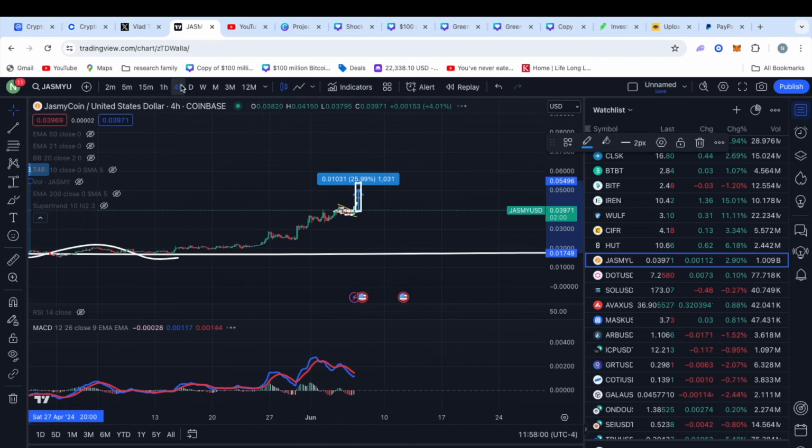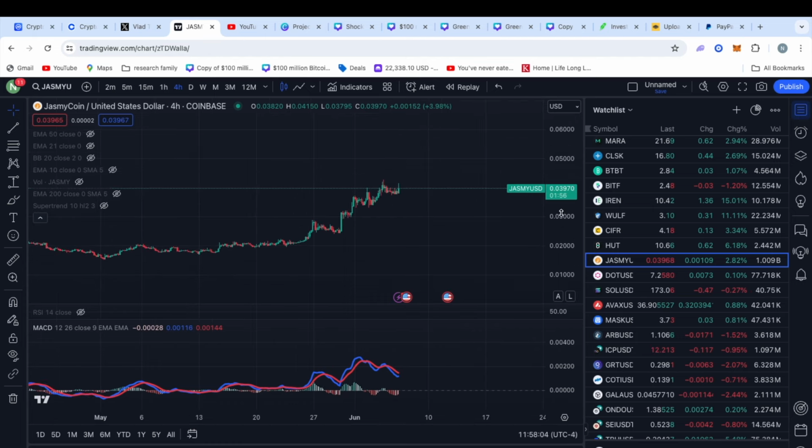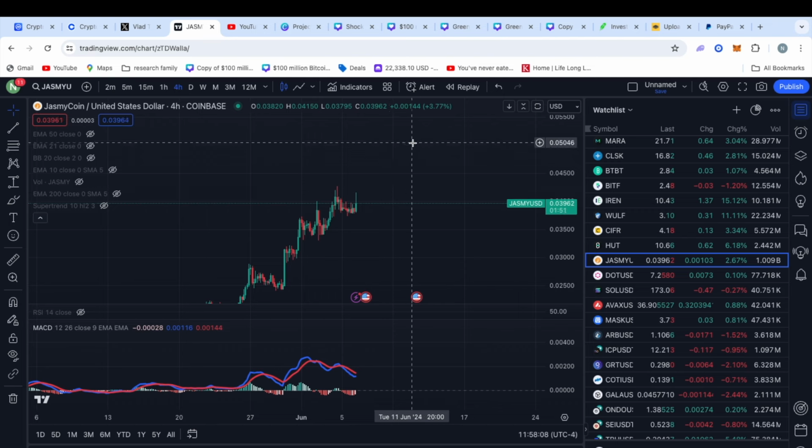So what I'm looking at right now, spending time on the lower time frame, is that Jasmy is gearing up to pull a 25% move. It's going to push the price of Jasmy to exactly 5 cents.